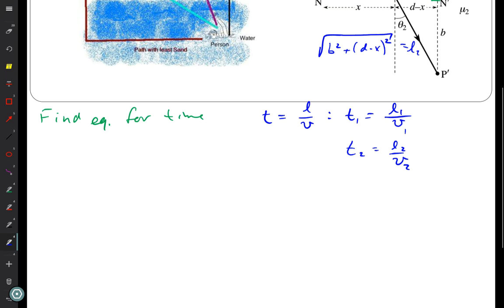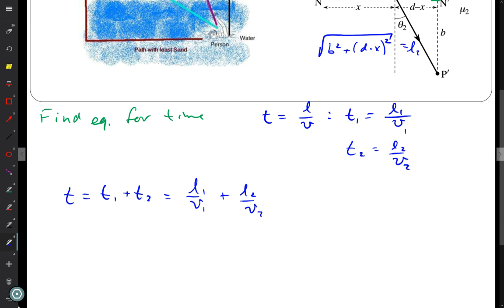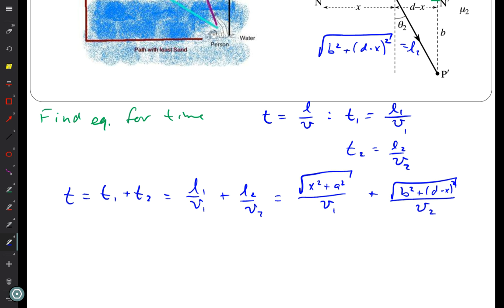So I can put these in, and I have my total time is equal to T1 plus T2, which is equal to L1 over V1 plus L2 over V2, which is equal to square root of x squared plus a squared over V1 plus square root of b squared plus d minus x quantity squared over V2. There in the final form, I have my time as a function of x.